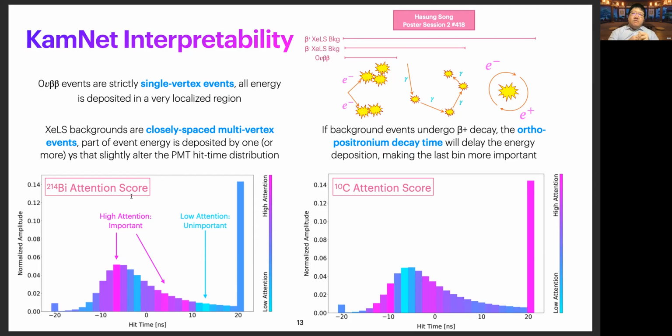Even better, if a background event undergoes a beta plus decay, there is another mechanism called orthopositronium, which deposits energy at an even later time. That's why when KamNet is rejecting a carbon-10 event, which undergoes a beta plus decay, you see that the last bin has a very high attention, which means that KamNet is aware of the orthopositronium. If you are interested in more of the KamNet interpretability study, I would redirect you to a poster of my colleague Ha-Sung Song.